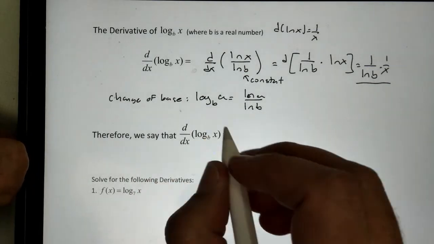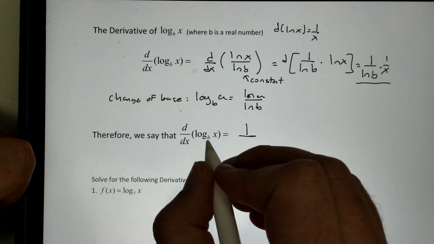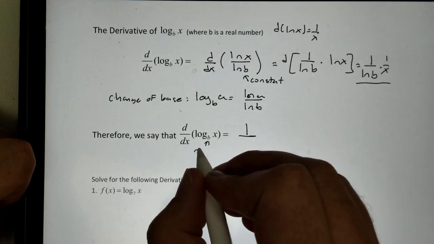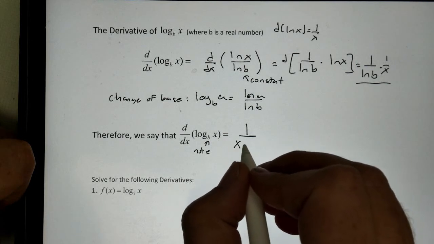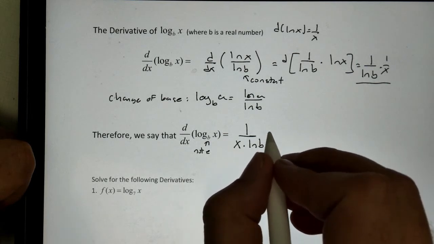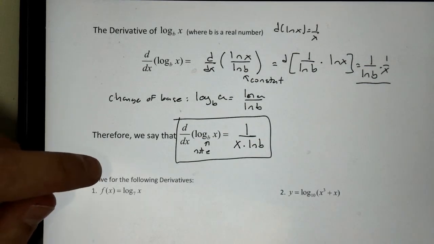So we're going to rewrite this. What do we say? We say the derivative of log base b of x is going to be 1 over x times the natural log of the base. Remember, this is not e here. And that's our rule for the derivative of log base b of x.